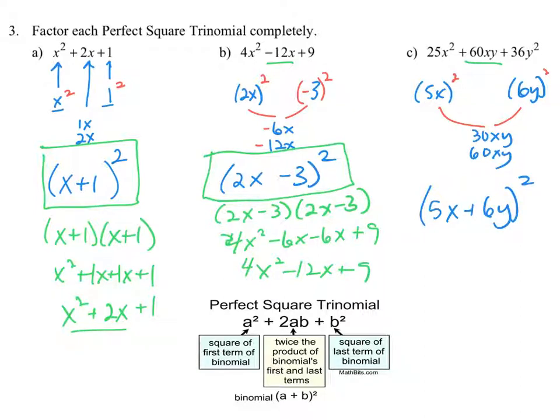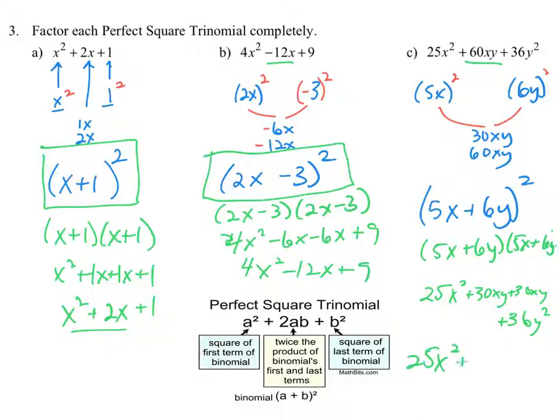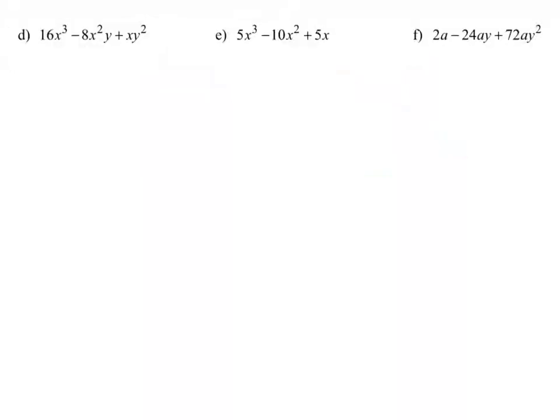You can check your work here by using the FOIL of 5x plus 6y times 5x plus 6y, and we get 25x squared for the first, the outer is plus 30xy, the inner is plus 30xy, and the last is plus 36y squared. By combining the middle term, we have 25x squared plus 30xy plus 36y squared. So our correct answer in factored form is the quantity 5x plus 6y all to the second power.